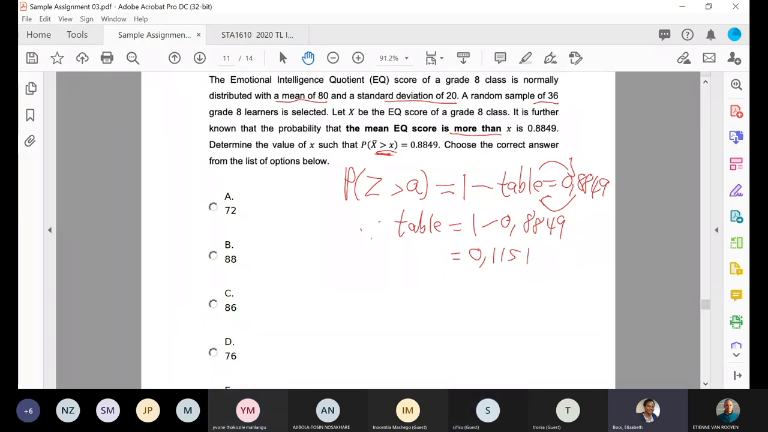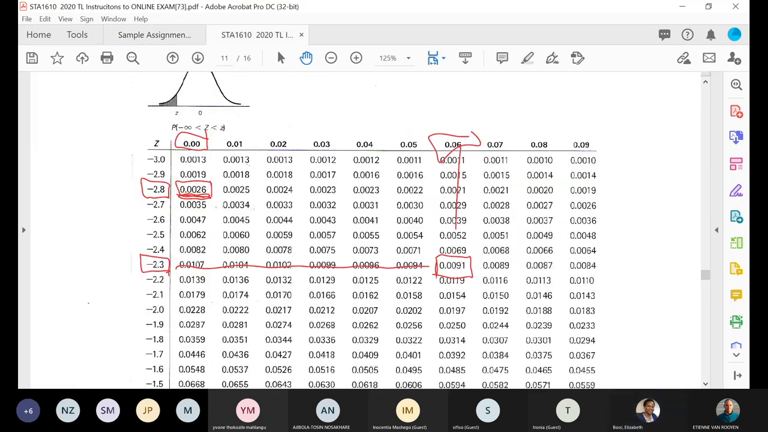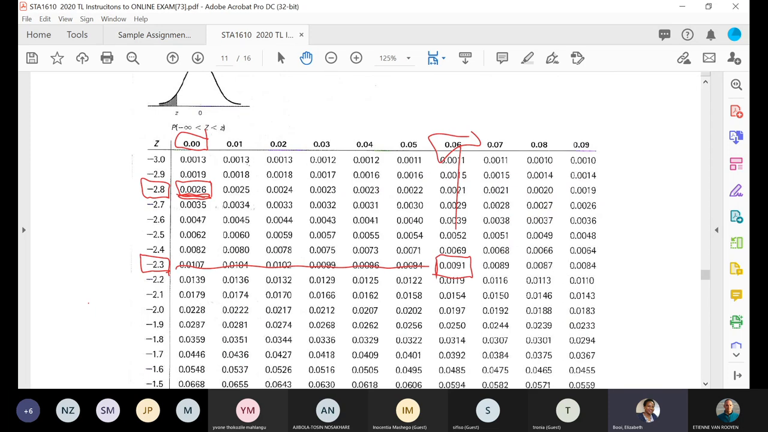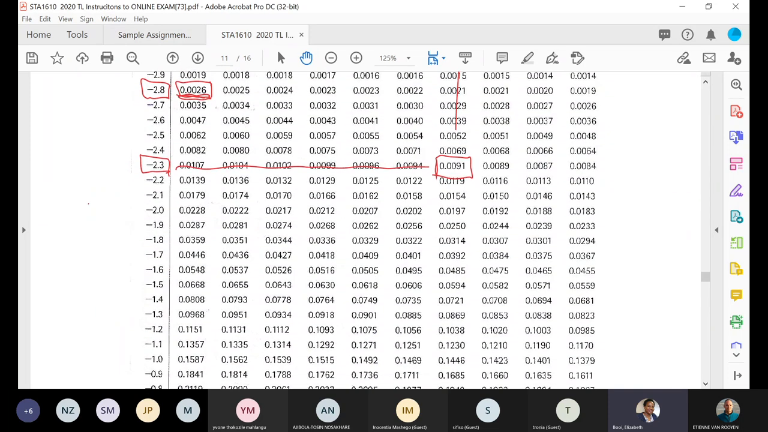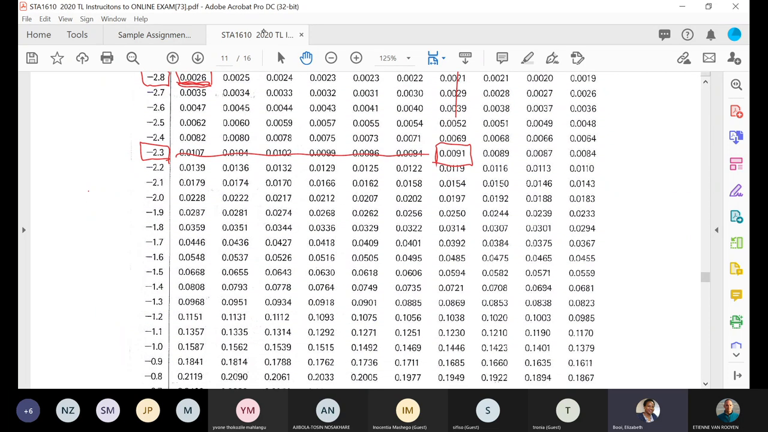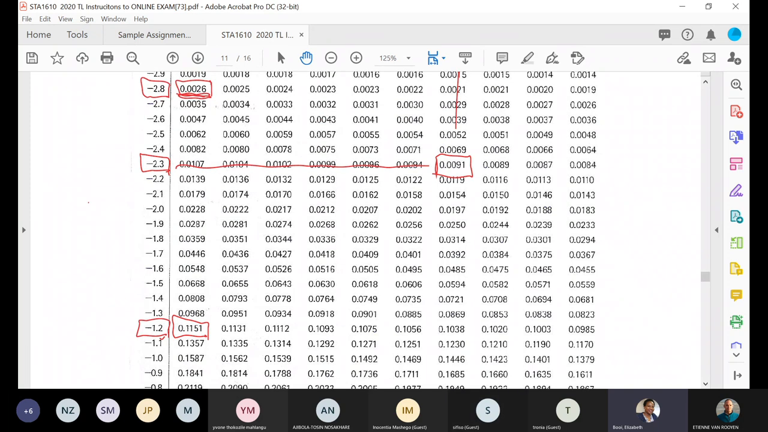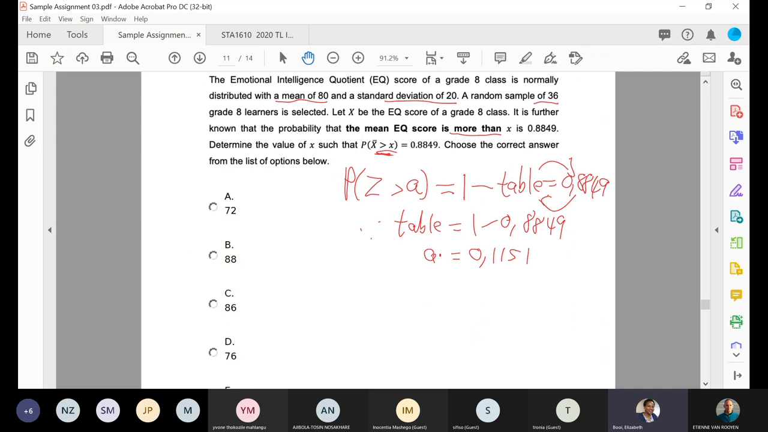0.1151. So it means we need to go to the table to go find our A. So we need to go find A. 0.1151. So inside the table, we need to look for 0.1151. There. So it is minus 1.20.